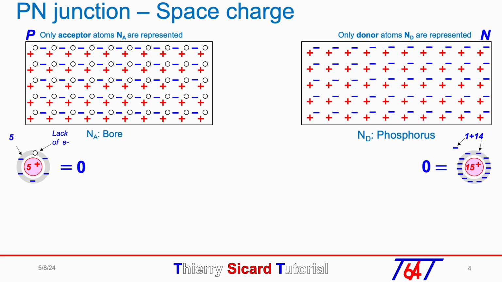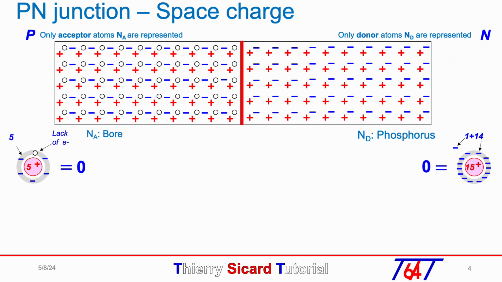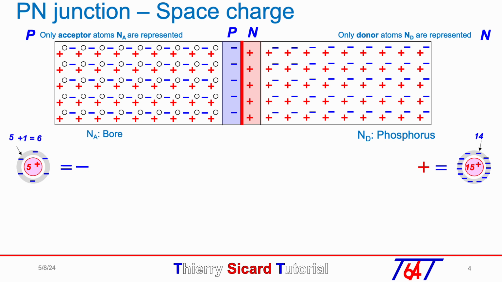Now we move P and N-doped material close to each other to create what we call a PN junction, shown by the red vertical line. As we said in the previous slide, when a free electron with high energy is close to a position where the energy is lower, it will move to this position. The free electron of the phosphorus atom will move to the low energy position available in the boron atom. The missing electron close to the phosphorus will generate a positive charge, and the additional electron close to the boron will create a negative charge.